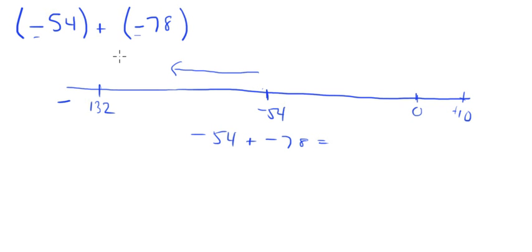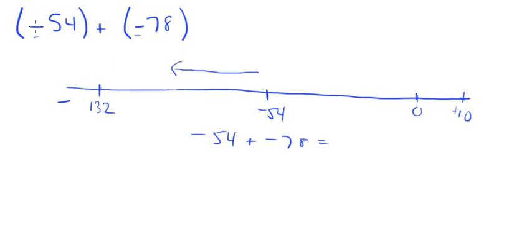It says its sign is the same as the sign of the numbers. And the sign of the numbers is negative. So the absolute value would be 132, but because both signs are the same, the sign is the same as the sign of both numbers.